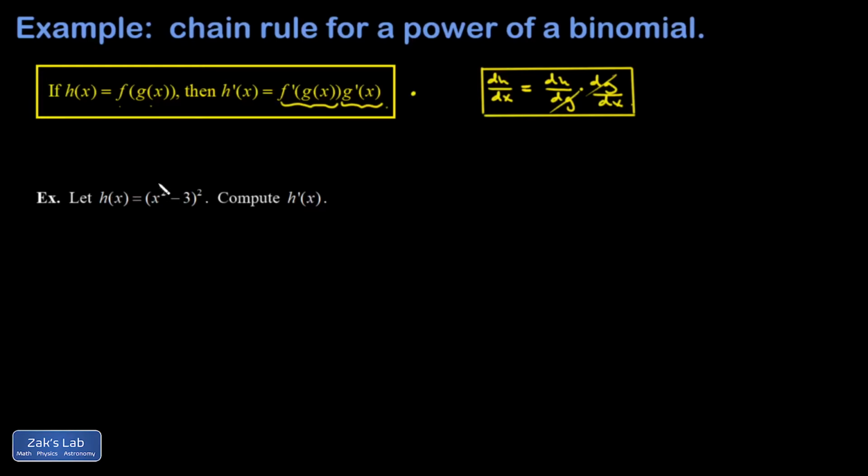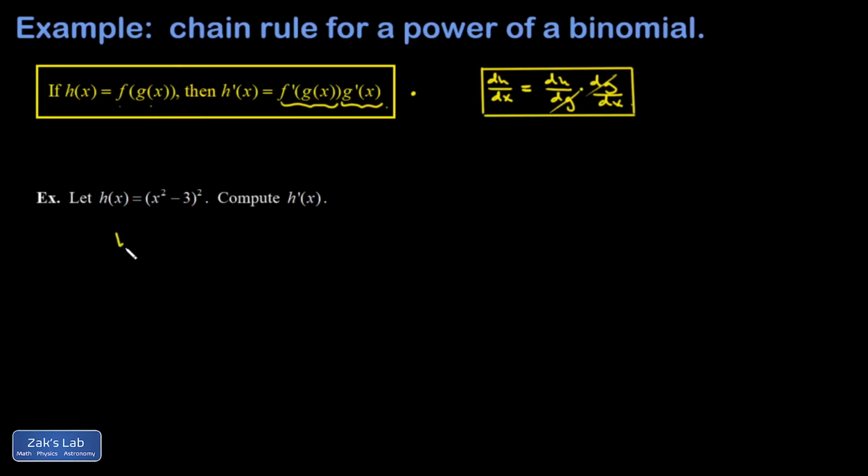All right, in our example, I have a function of a function where I have just this simple binomial raised to a power. One option would be to expand this thing and then differentiate every one of the terms, but I'm trying to get fancier and use the chain rule. So the inner function is x squared minus 3. That entire thing is being raised to the second power.